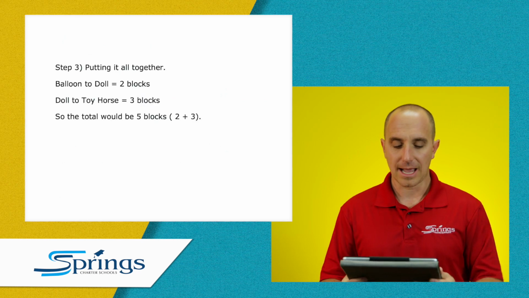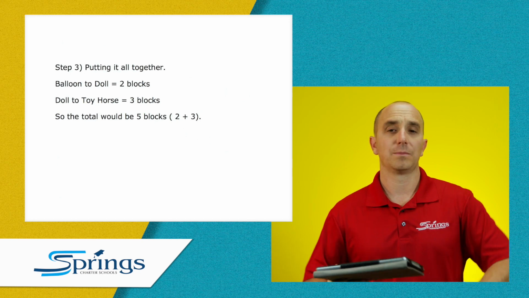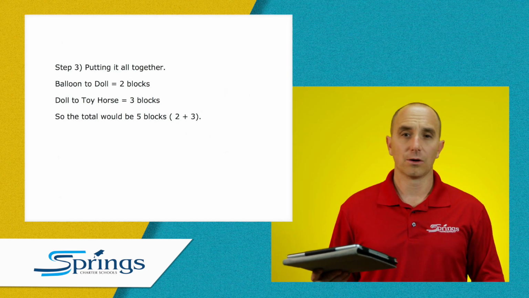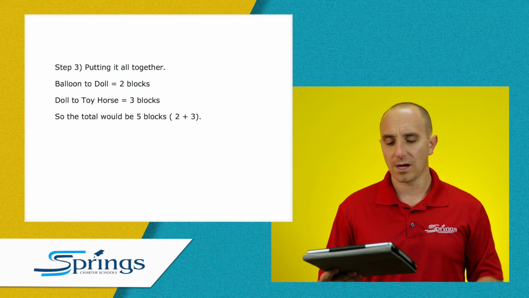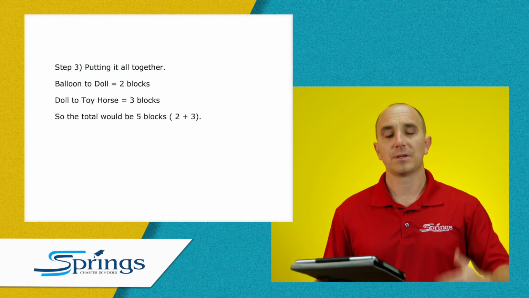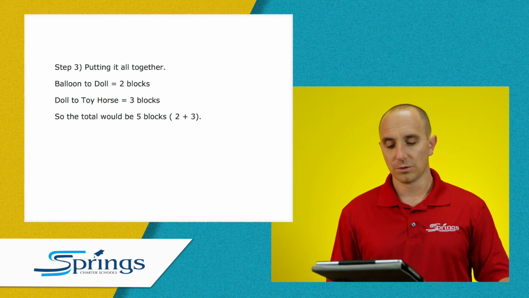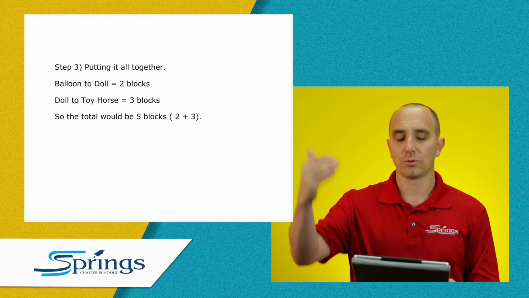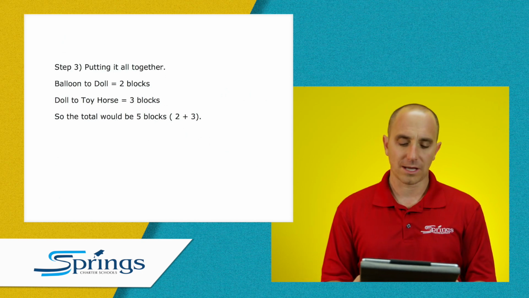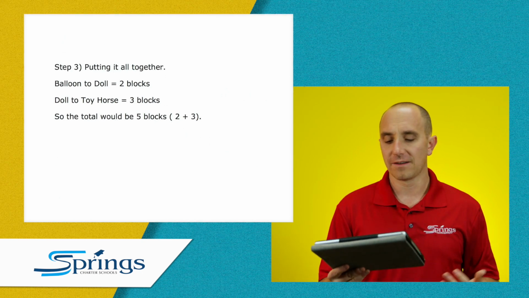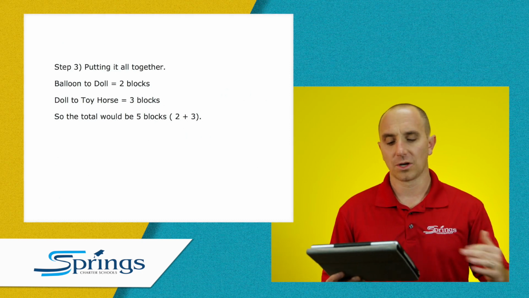All right, let's add it all up. Whenever we're counting blocks, it's just like if you were walking in a busy city like New York City and you had to go up 2 blocks, then over 1 and up 2 more blocks, you're going to count all of those blocks that you had to walk. We're going to do the same thing here. We're going to count how many different units we jumped, how many blocks in this case. From the balloon to the doll was 2. Remember, we just went up straight 2 blocks, and then for the toy horse, we went over 1 and up 2, so that was 3 blocks. We have a total of 5 blocks because we have our 2 blocks from the balloon to the doll and 3 blocks from the doll to the toy horse.